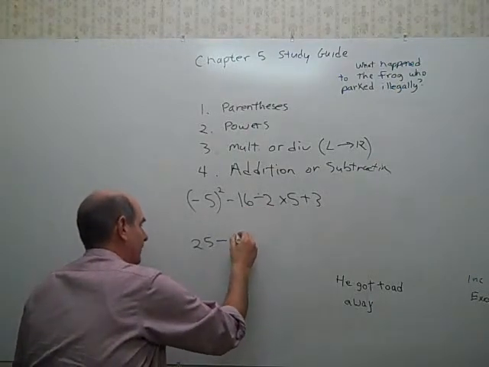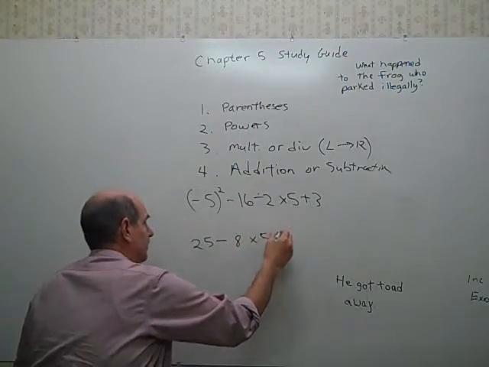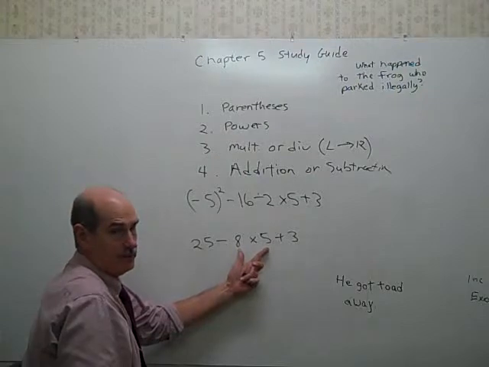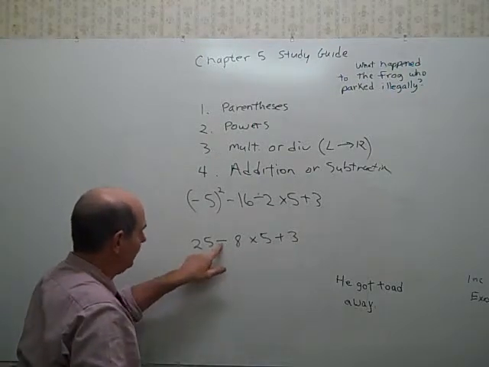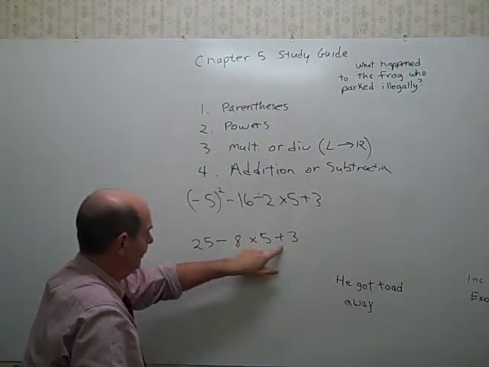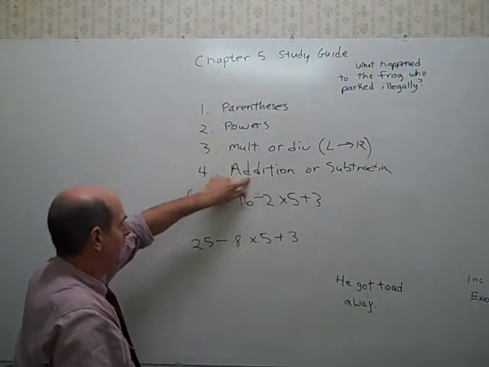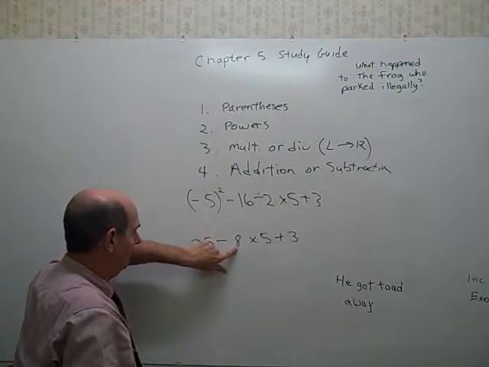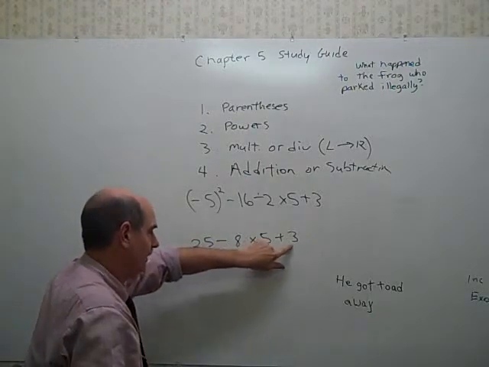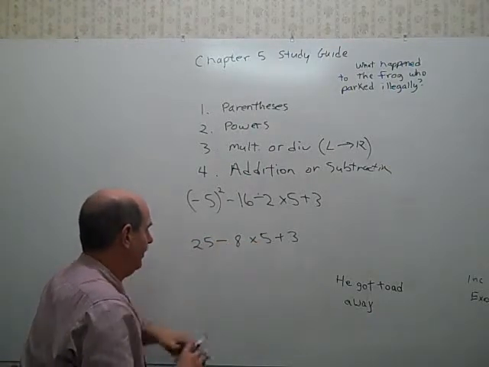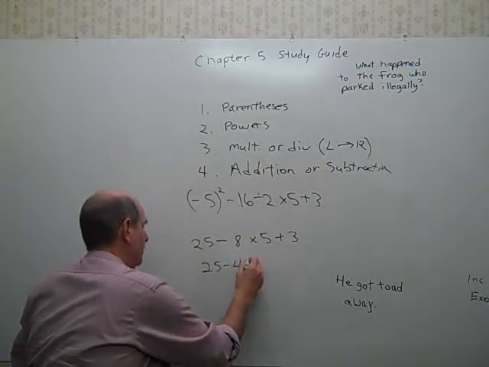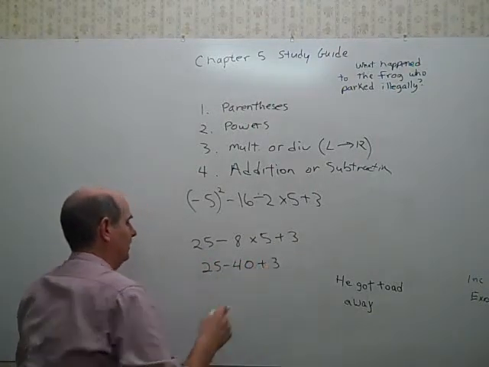It might be good for me just to write that down. You could probably mentally do the 8 times 5 in your head, because that's what's going to happen next. You've got a subtraction, a multiplication, and an addition. These things happen last. Make sure you do the multiplication before you do 25 minus 8, or before you do 5 plus 3. You have to do 8 times 5, which is 40. 25 minus 40 plus 3.